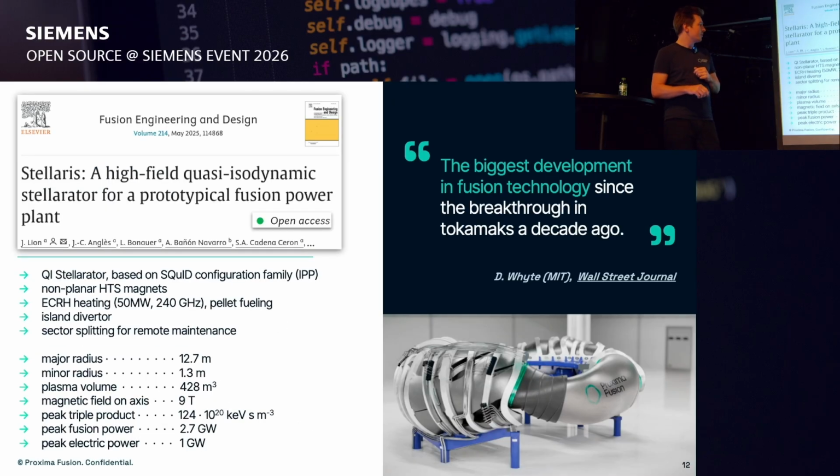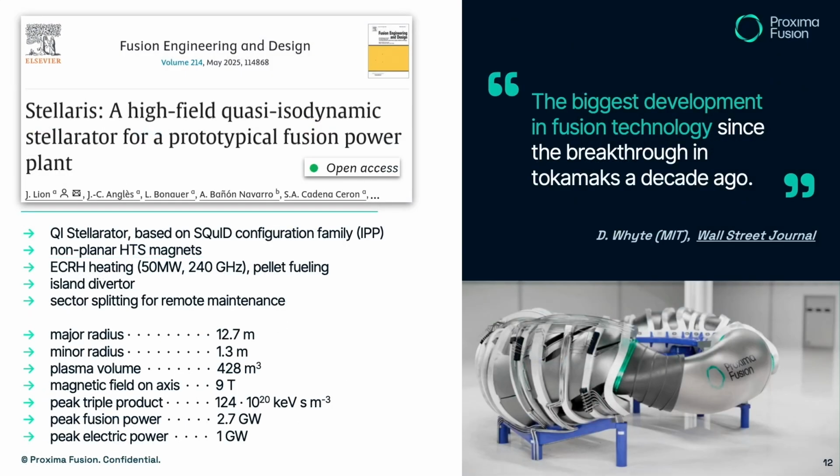The peer-reviewed publication on Stellaris came out in 2025. This made quite a big wave when it came out. Dennis Whyte, the head of the Plasma Science and Fusion Center at MIT, said this was the biggest development in fusion technology since the breakthrough in tokamaks a decade ago. And it's an open access paper. You can just download it. It's roughly 70 pages or so, so it's good bedtime reading.